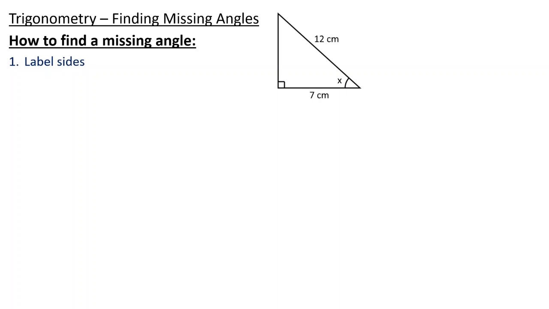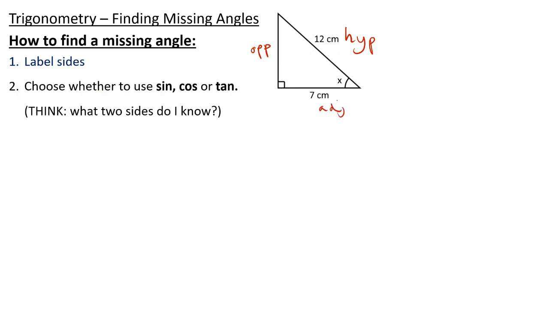So you remember this is our angle. Our hypotenuse is opposite the right angle. This is our hypotenuse. This is angle X, so this side is opposite it. And then this side here is next to angle X, so this is our adjacent. That's step 1.